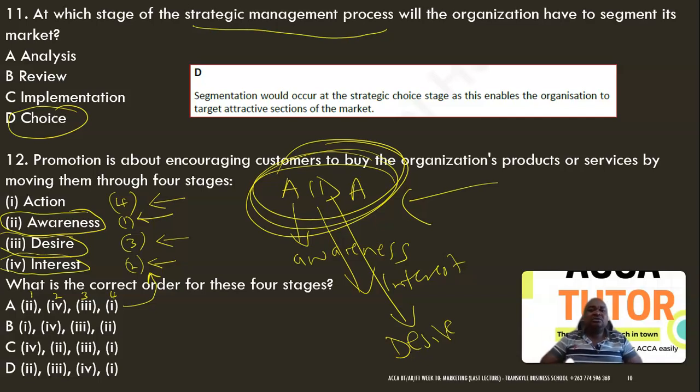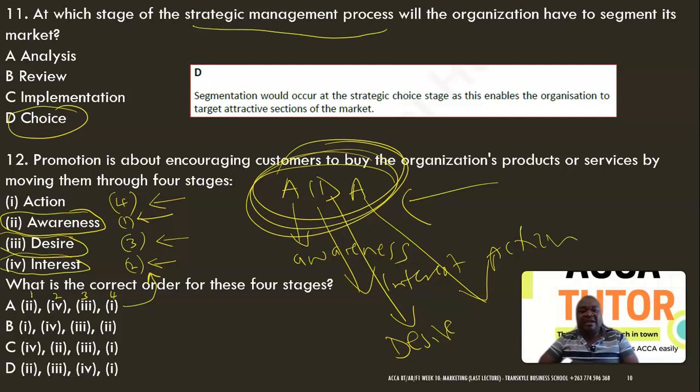Desiring is actually an issue of having interest plus the willingness to act. So it's an interest of an advanced stage. Then, when we continue making our efforts, we reach a stage of action. This is the stage when the customer is going to buy our products. They are now taking action. So you're not going to guess these things. You need to know the framework, the AIDA framework.